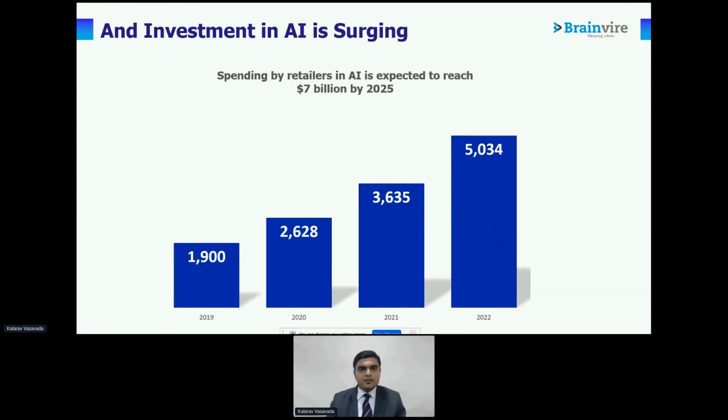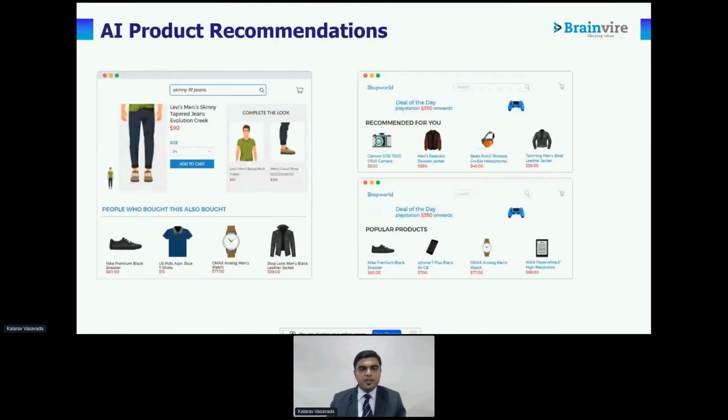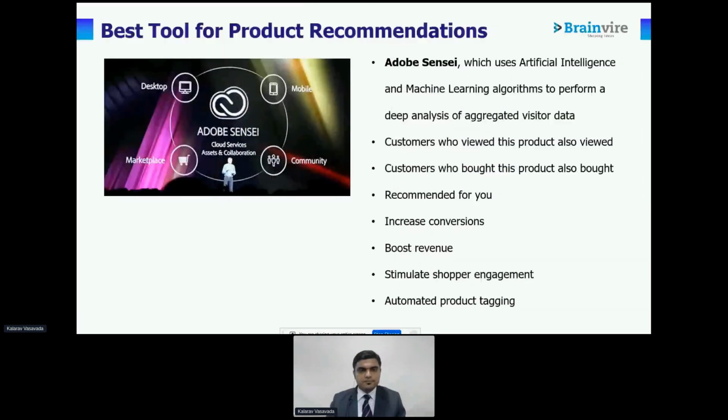Definitely, AI is the new next-gen thing, and investment into the same is surging. By 2022, it's going around $5-7 billion, moving forward into 2025. So definitely, with AI we need to think about product recommendation. It is definitely one of the best aspects, because if a customer sees how that product fits onto their body, then there is a definite chance that they will consider that product for purchase itself.